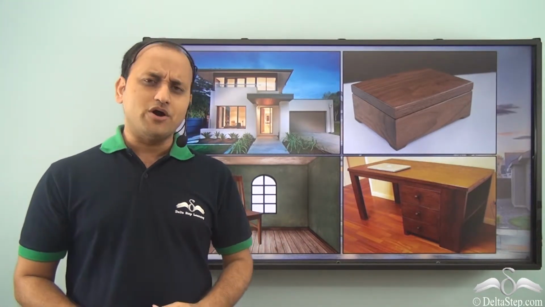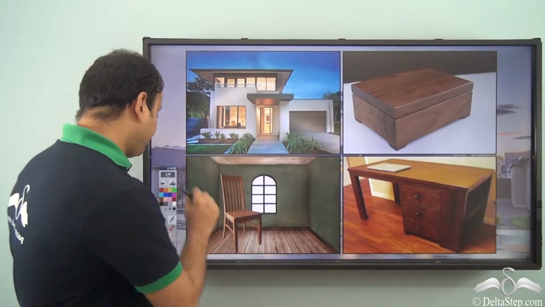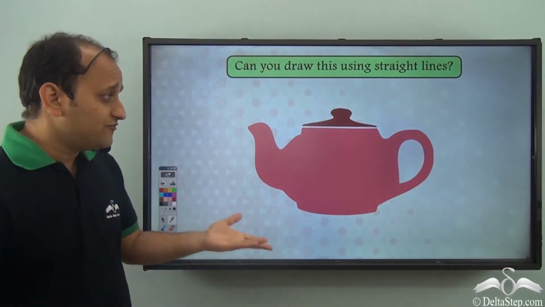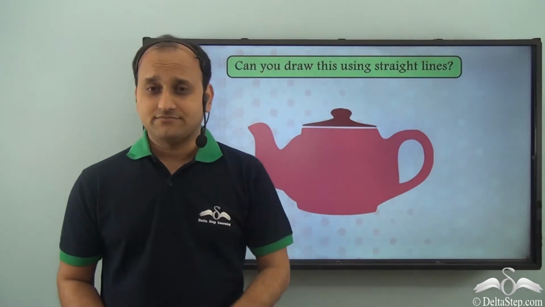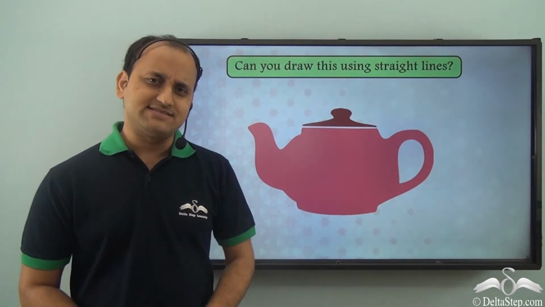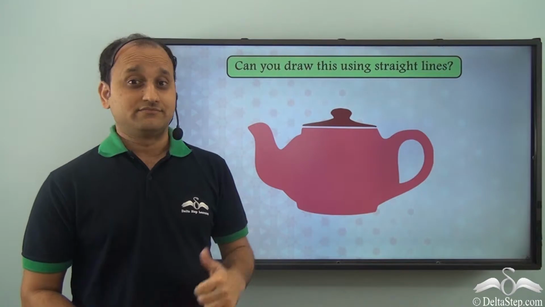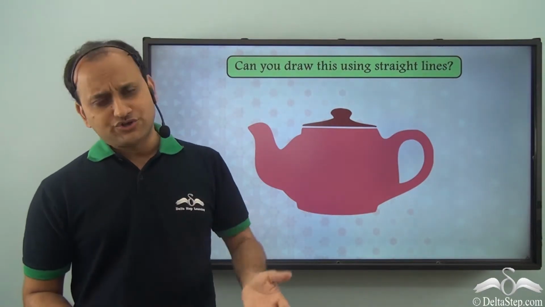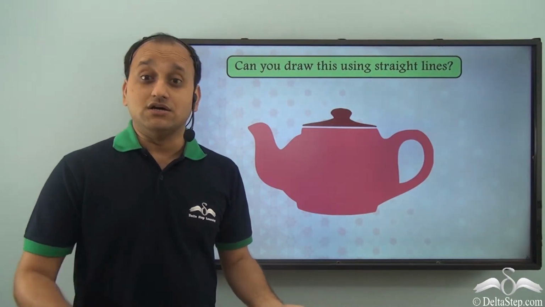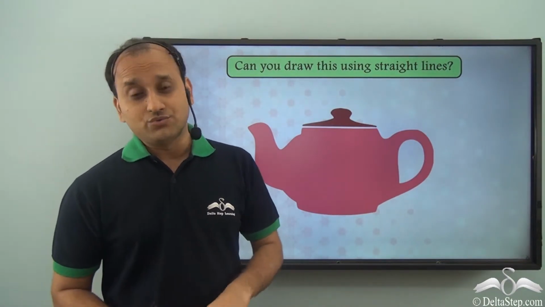But what about curved lines? Aren't they important? Well, let's see. Now if you want to draw this particular teapot, can you draw it with straight lines? Not really. Here you will need curved lines. So just like straight lines, curved lines are important too. Let's see.